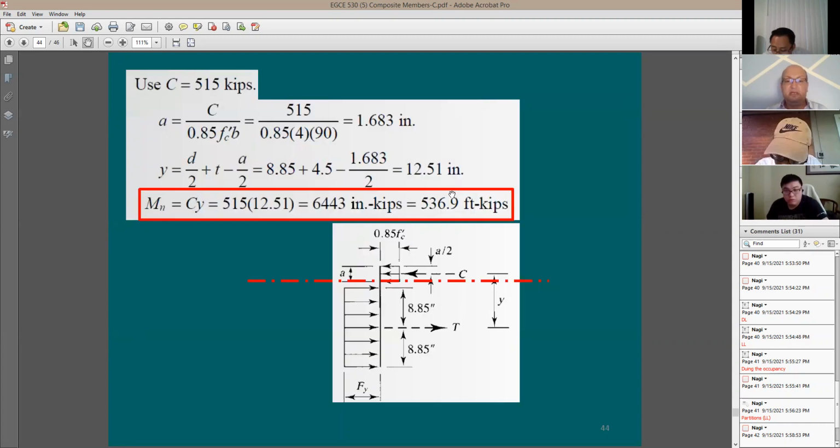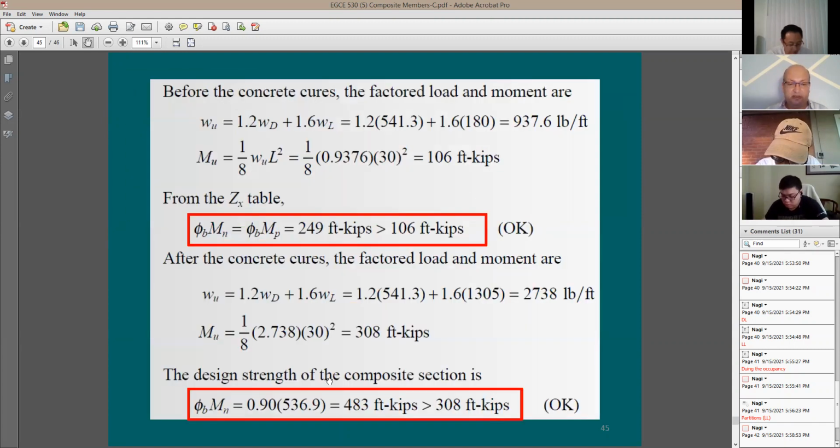Okay, good. This is phi Mn for the composite. So I want you to first look at this number. You take the 536 multiplied by 0.9, and it gets you this number. What is this number again? It's giving you the capacity of the beam after the concrete is hardened. 536 multiplied by 0.9 is giving you 483.